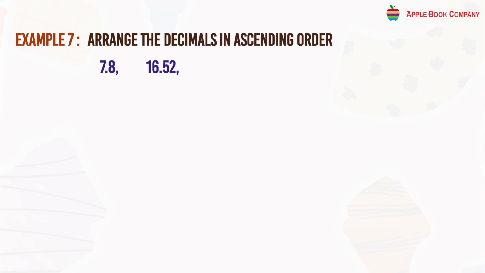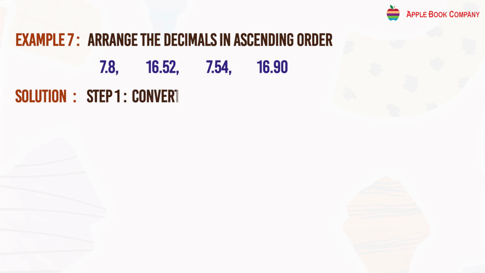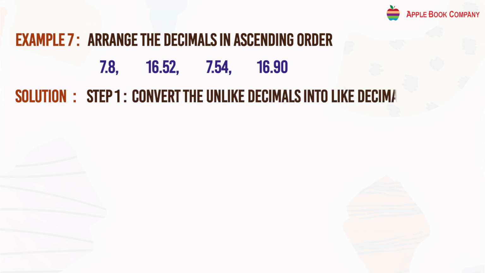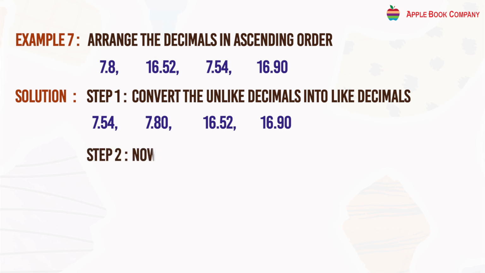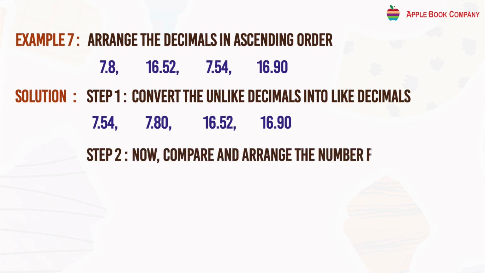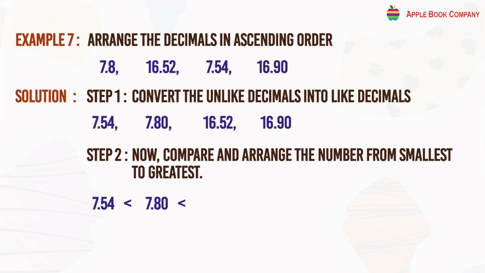Example 7. Arrange the decimals in ascending order: 7.8, 16.52, 7.54, 16.90. Solution. Step 1. Convert the unlike decimals into like decimals: 7.54, 7.80, 16.52, 16.90. Step 2. Now compare and arrange the numbers from smallest to greatest. 7.54 is less than 7.80, less than 16.52, less than 16.90.